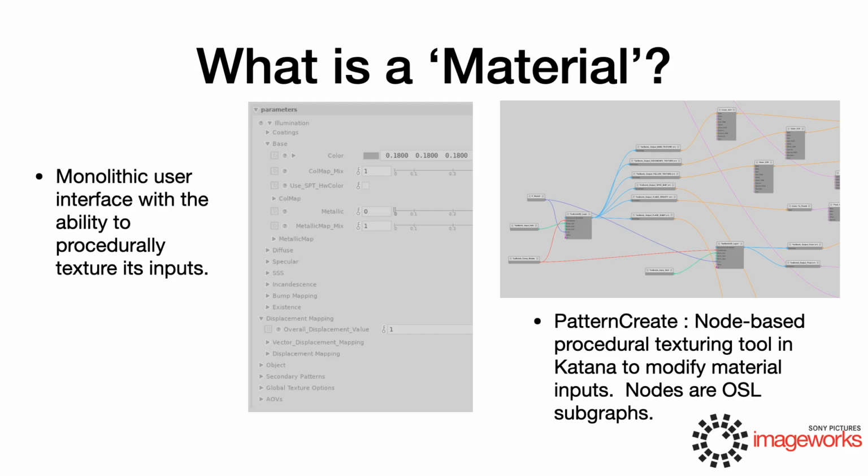About 7 years ago, we introduced a tool called Pattern Create that allowed artists to be able to use a node graph-based approach to texture the inputs of the materials with patterns. All of the pattern nodes are authored by the shading team in OSL and delivered to the artist in the form of a library. This allowed a lot of the bespoke production development to be completed by technical TDs, while allowing less technical artists to be able to interact with the material system without feeling overwhelmed.